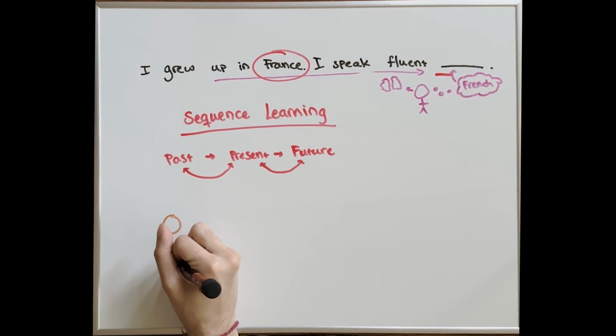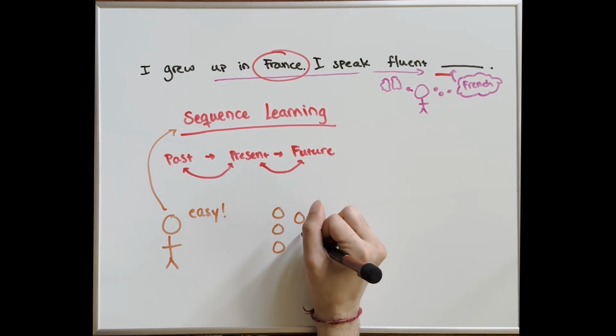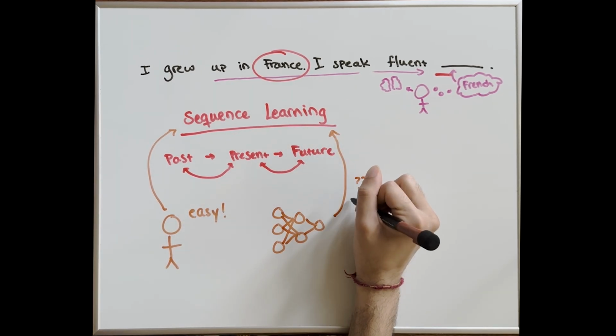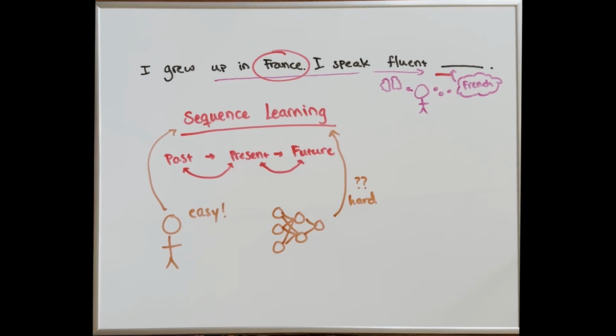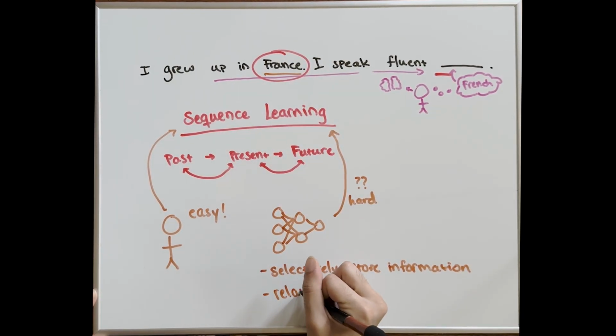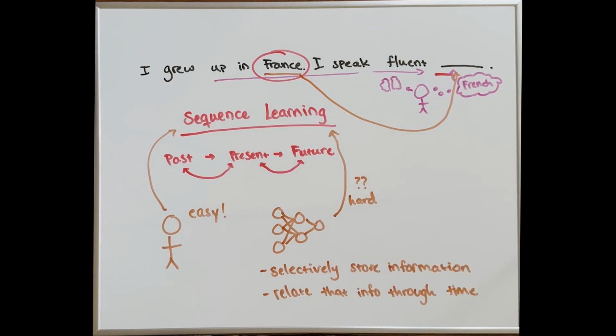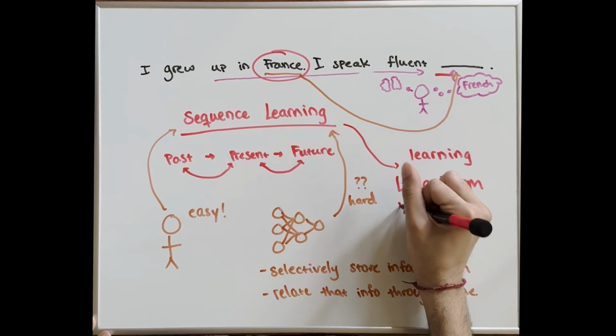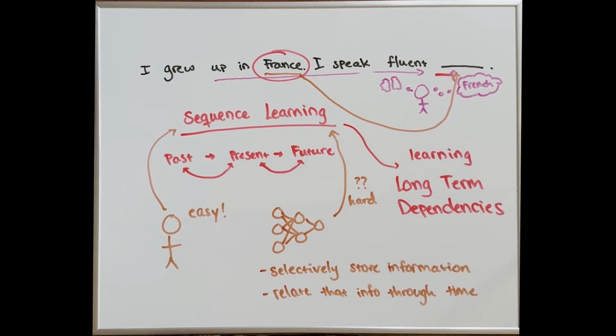And for us humans, this feels effortless. But for early neural networks, this was extremely difficult. Earlier in the series, with Hopfield networks, we already saw neural networks are capable of storing patterns or memories. But sequence learning requires something more specific. Not just storing information, but selectively storing information, and relating that information through time. In other words, learning long-term dependencies.